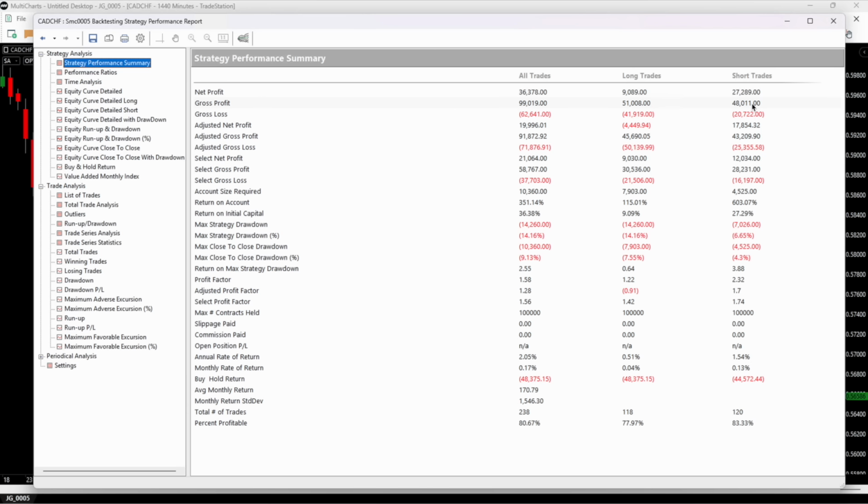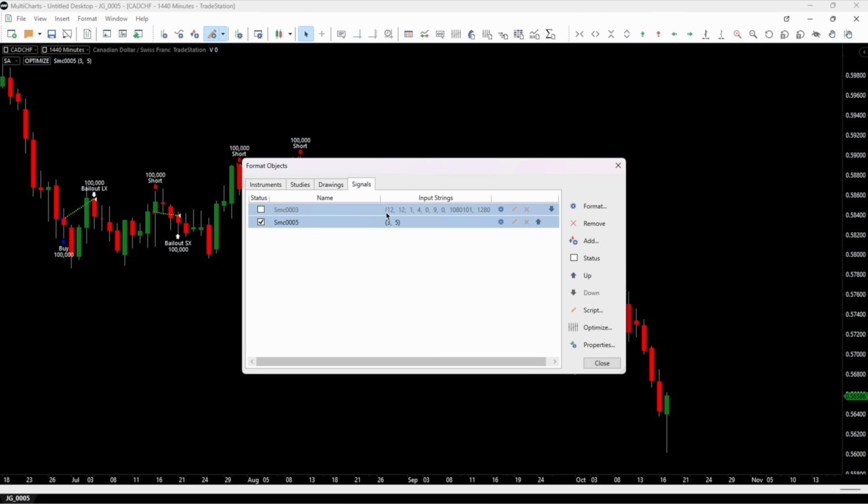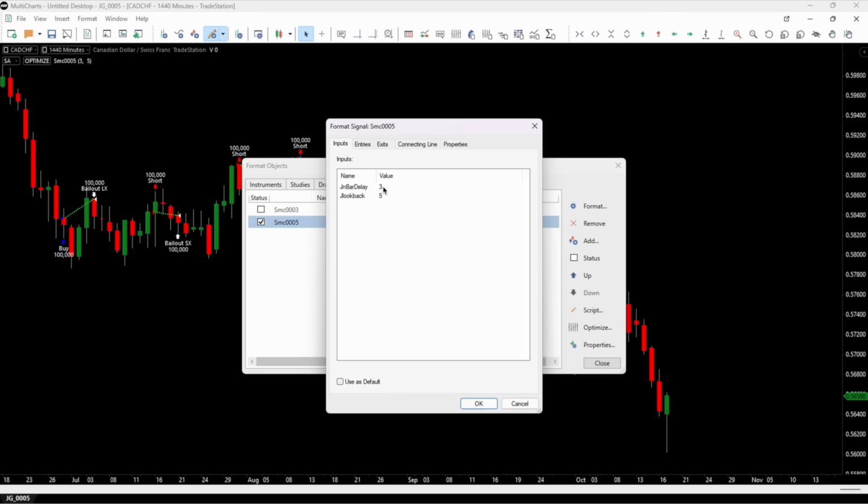Now, out of interest, let's go and change the inputs to what we found looked about the best from our in-sample optimizing. So if you remember, looking at the bar delay, 4 was definitely better, wasn't it? 5 was even better, but we thought maybe 4. And then a look back, we definitely want to go longer. Let's go to 9 and see what happens.